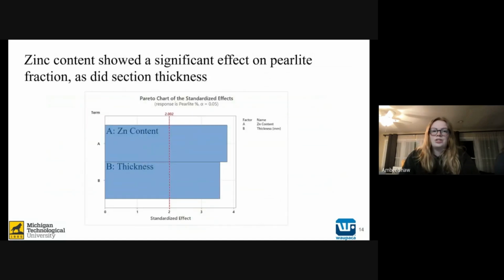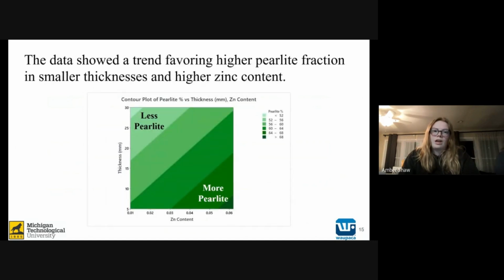The Pareto chart also shows that significance, the top step block there is zinc content and the bottom is thickness. And this is just another data trend showing that it favors higher perlite fraction with smaller section thicknesses and higher zinc contents.